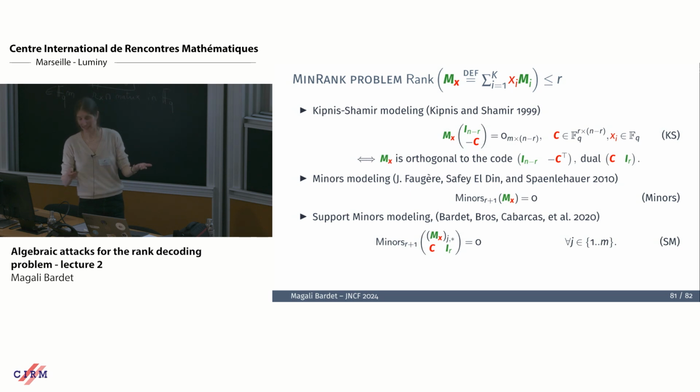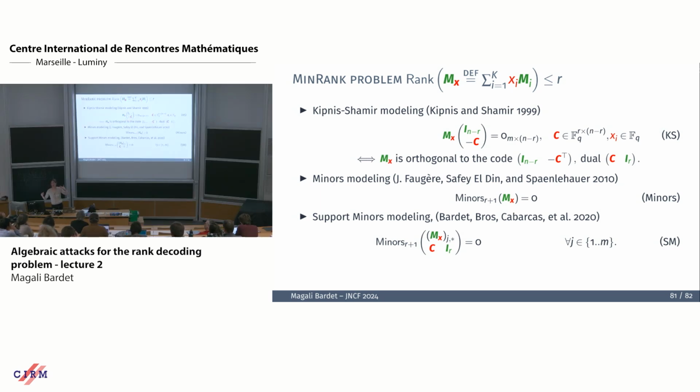And nowadays, if you want to use the min-rank problem to design a crypto system, you take the parameters so that all the complexities are the same.